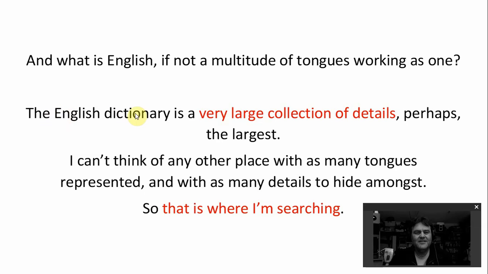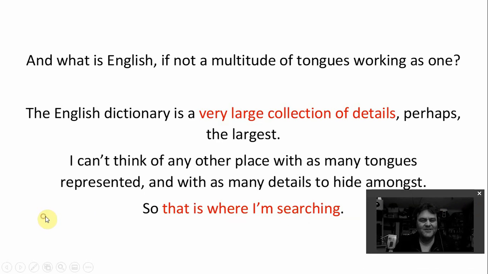And the dictionary itself of the language of English, it's got to be the largest collection of details, probably the largest. There's some pretty big books out there, and I can't think of any other place that has as many tongues in one spot and with as many details for something bad, some kind of bad magic to hide in amongst. So that's where I'm searching, and that's where I've been searching, and my search took me to a very interesting place.